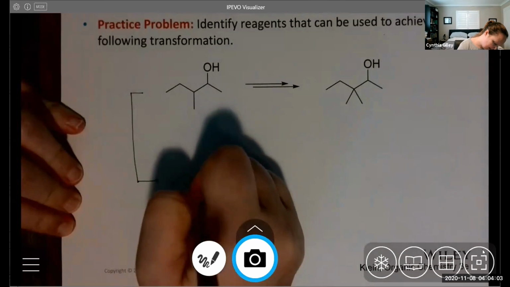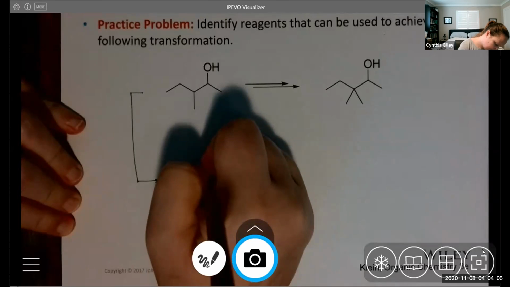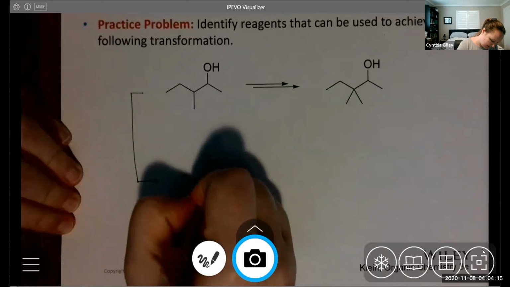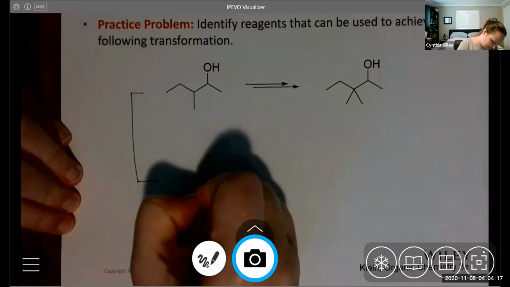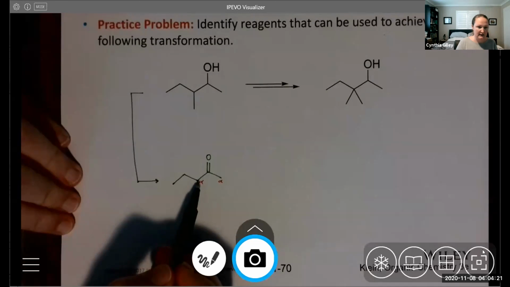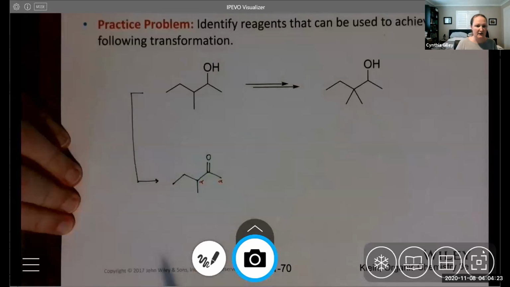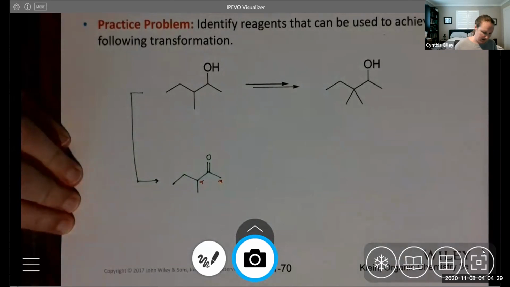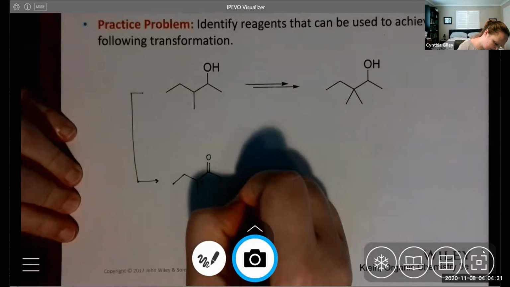So I'm thinking that if we do an oxidation, that might be a good first step in this synthesis. Then we can think about the fact that there are alpha carbons on this ketone, and we can selectively alkylate the alpha carbon on the left using the appropriate conditions to introduce another methyl group. So that's going to be our next goal.